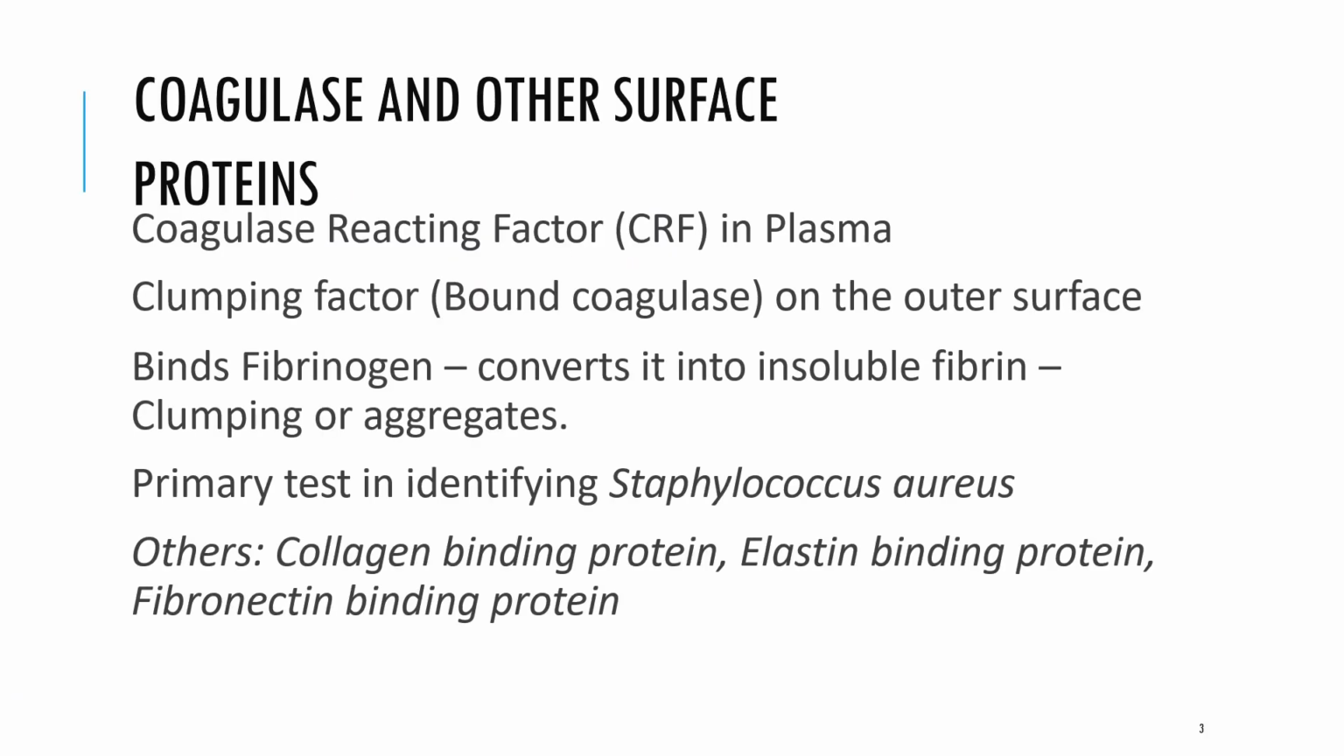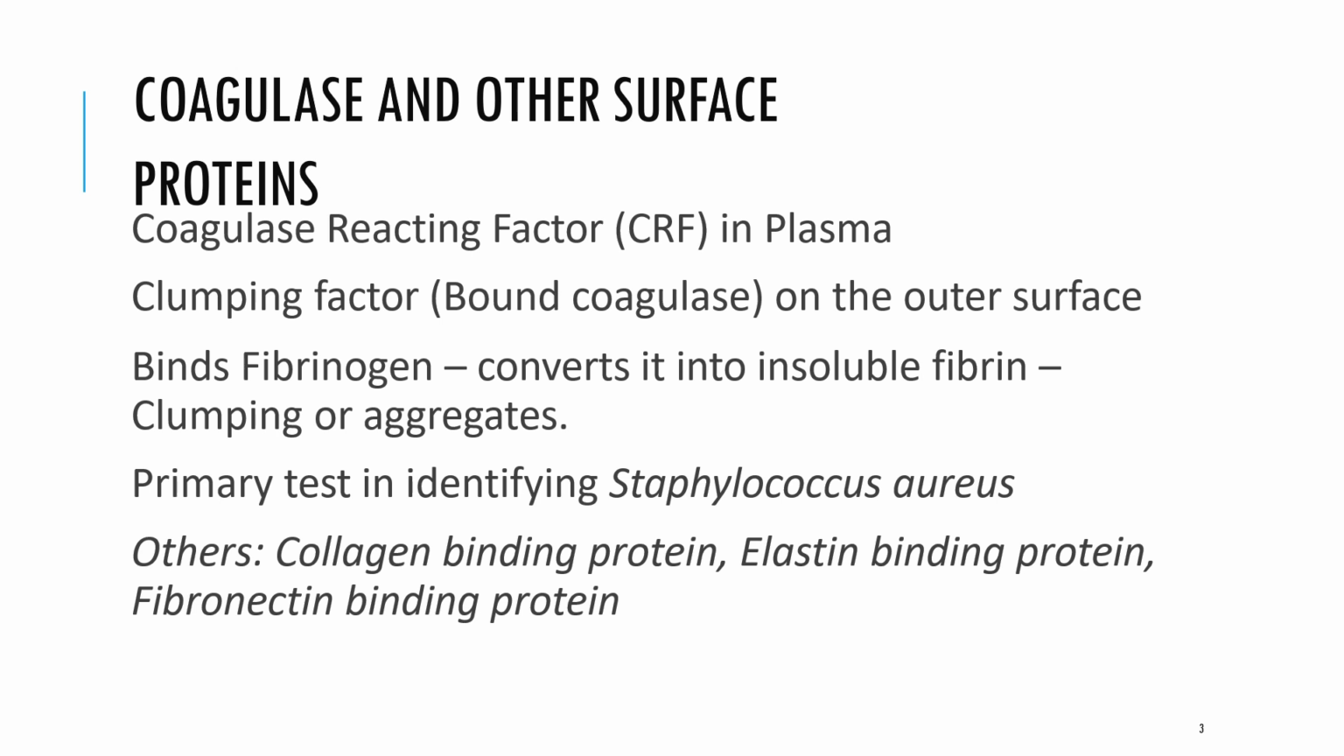So we are talking about pathogenicity and its virulence factors. The first virulence factor we can discuss in this chapter is coagulase and other surface proteins. Coagulase is very important. The Staphylococcus genus can be classified into coagulase positive and coagulase negative organisms. Staphylococcus aureus is a very good example of a coagulase positive organism.